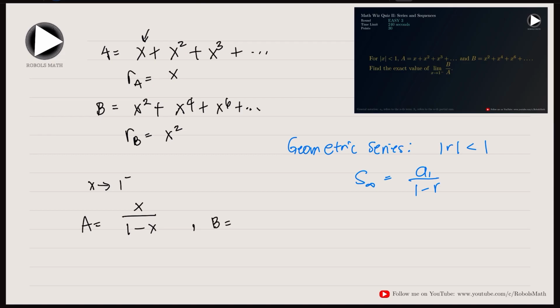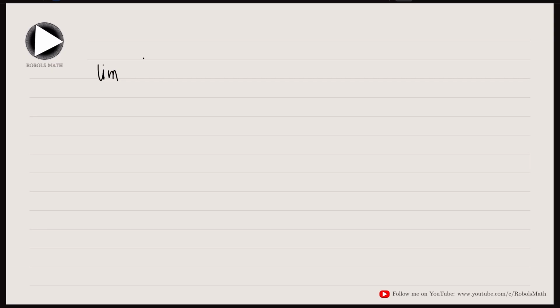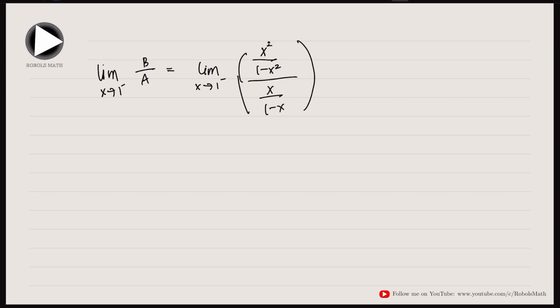Meanwhile, we can write b as the first term is x squared and the common ratio is x squared. So these are the expressions for a and b. Therefore, the limit that we are looking for as x approaches 1 from the left is equal to the limit as x approaches 1 from the left of x squared over 1 minus x squared divided by x over 1 minus x. We can simplify that by rewriting the division as a product of two expressions.